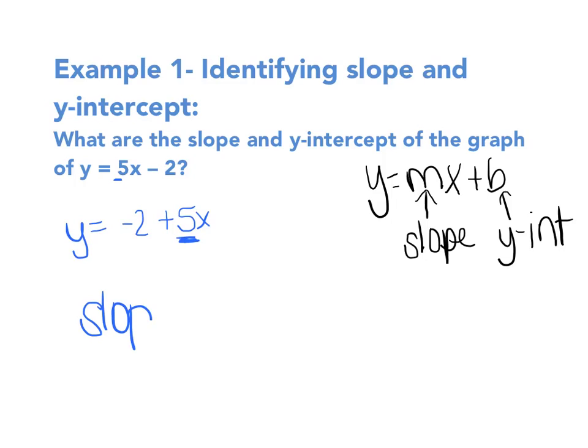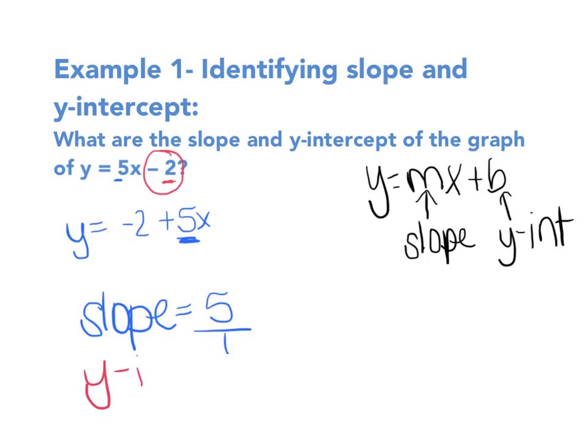So my slope is 5, just 5, or 5 over 1. We know that ninja 1's always there. It's the same thing. And I know that my y-intercept is not just 2, but negative 2, because the formula, if you see, has a positive. So if this is a minus 2, that means that intercept has to be a negative 2. So my y-intercept is negative 2. And that's all we're doing for that equation. And this y-intercept means that the line is going to cross the y-axis at negative 2. So the point will be (0, -2).